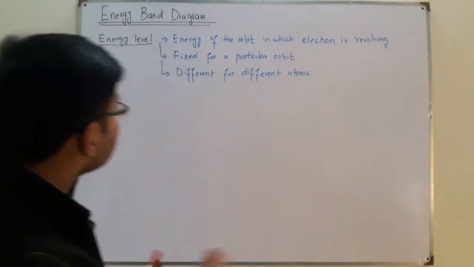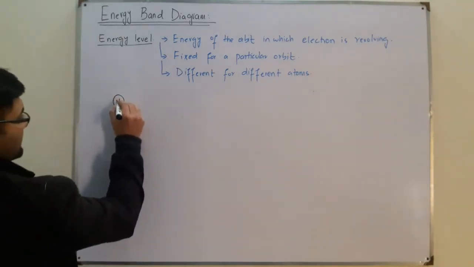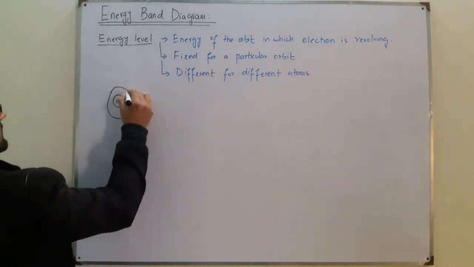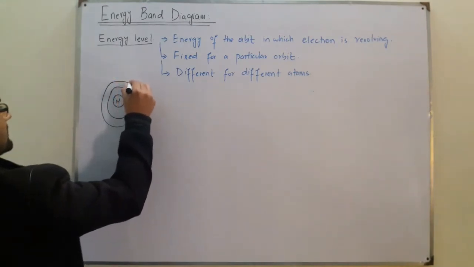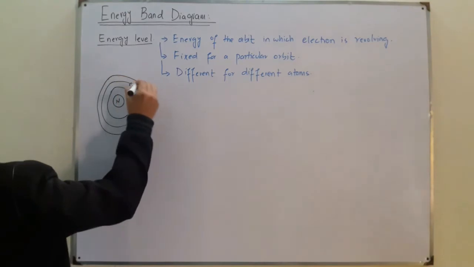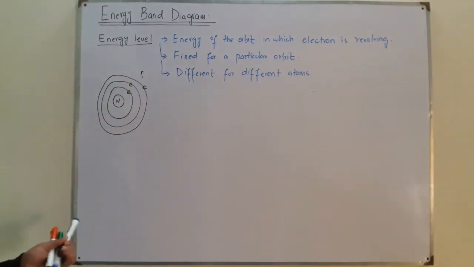So first let me draw the atomic structure. Let's say this is the nucleus containing protons and neutrons. You have shells, electrons. I'm not drawing the particular number, but you have shells and you have electrons like this, and they increase, right? Now what do you have?